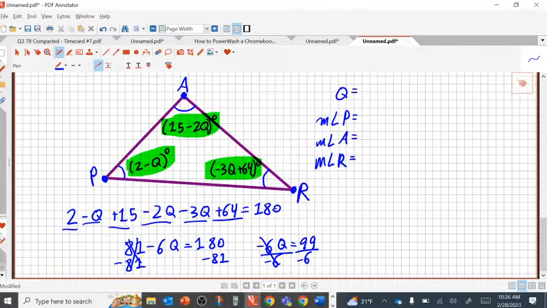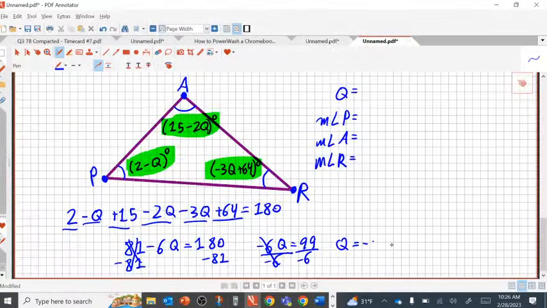Do you happen to have that, Jacob? Okay, negative 16.5. Hang on, my computer's freaking out. Negative 16.5. Now, guys, don't be scared by the negative variable, because as long as our angles come out positive, we're in the clear.